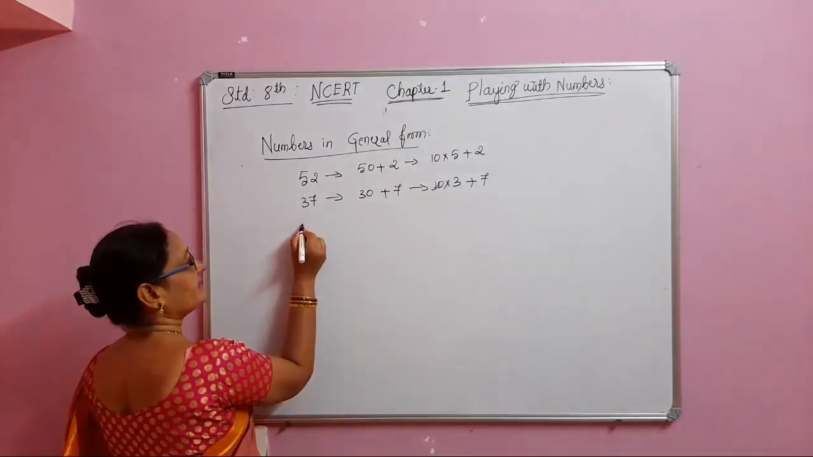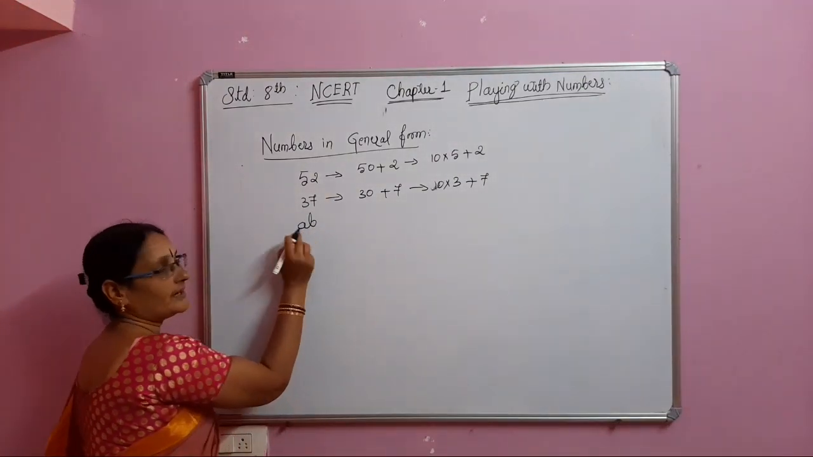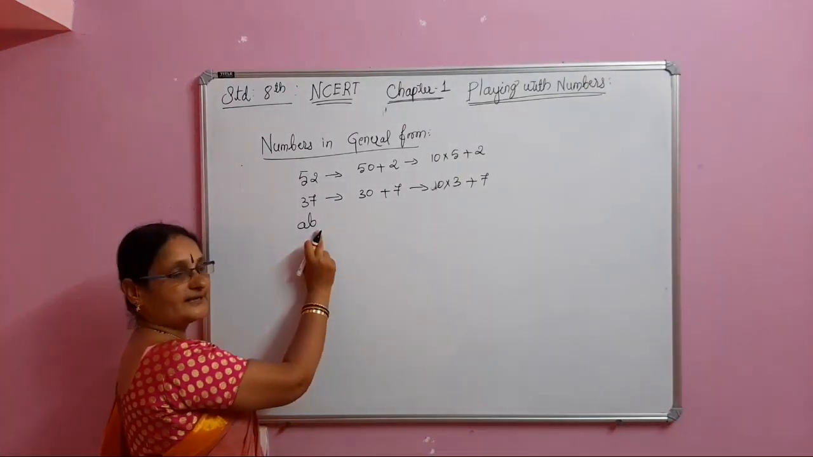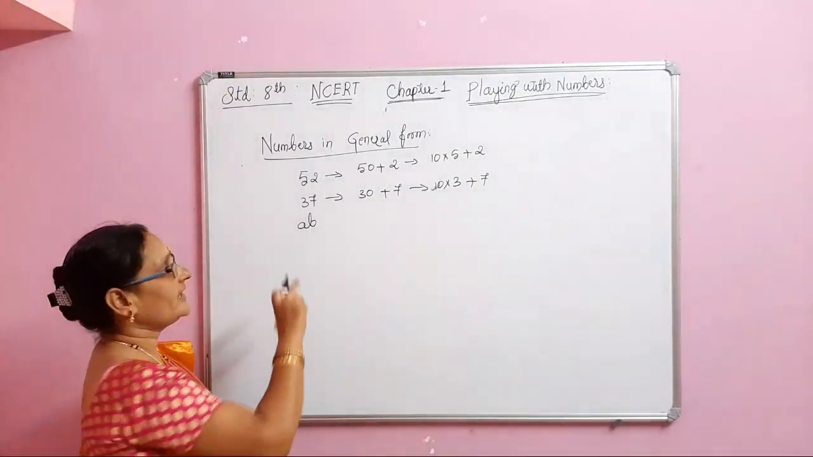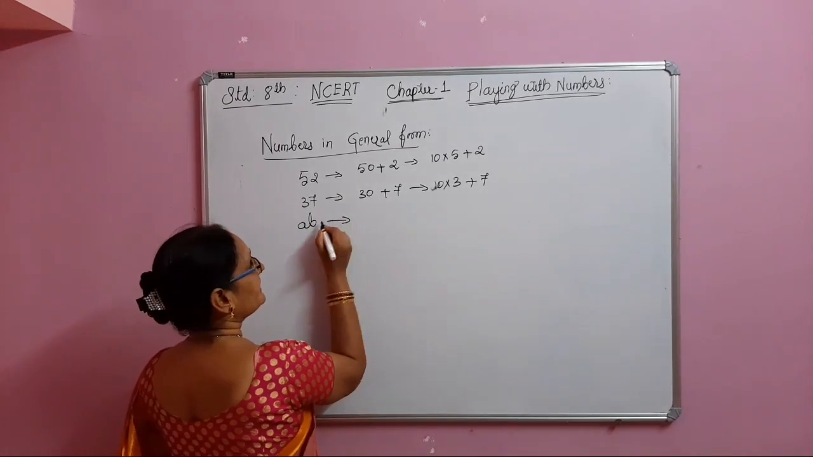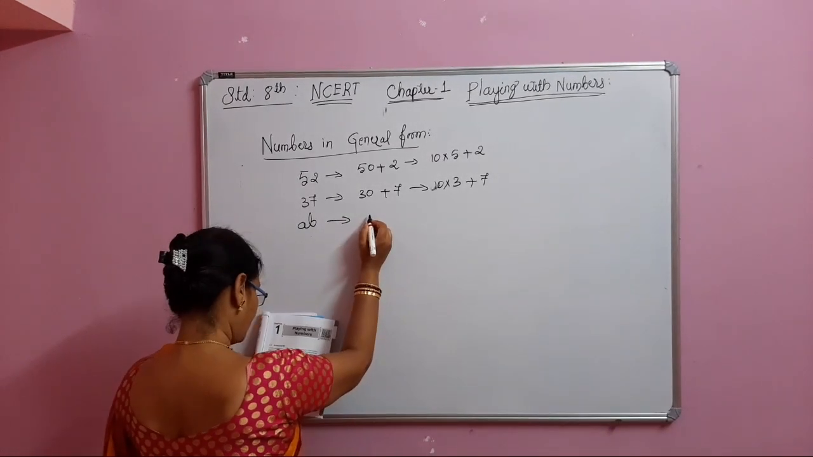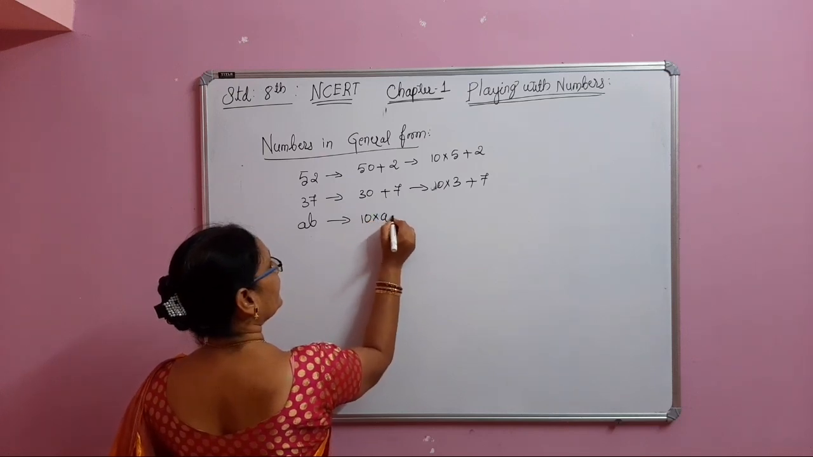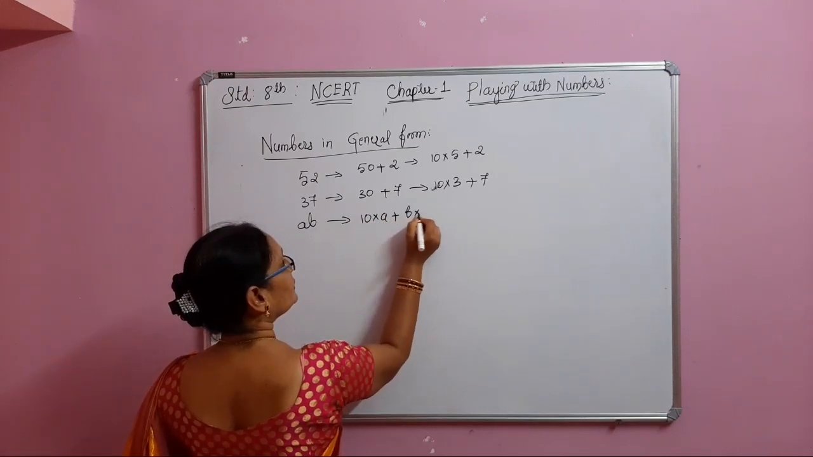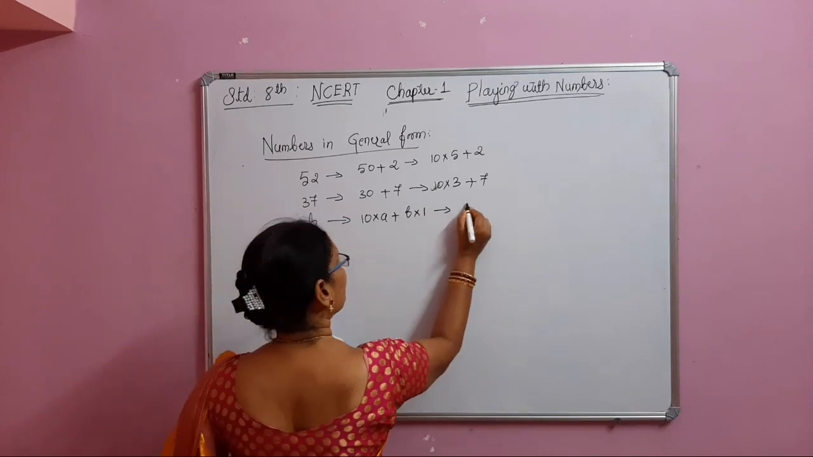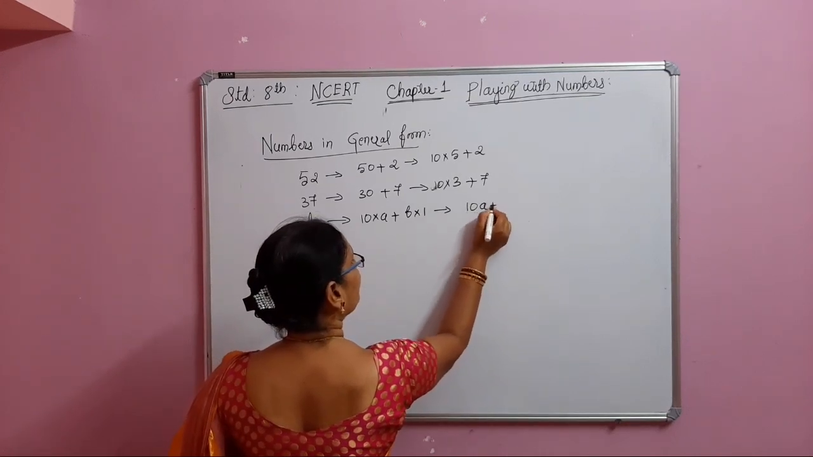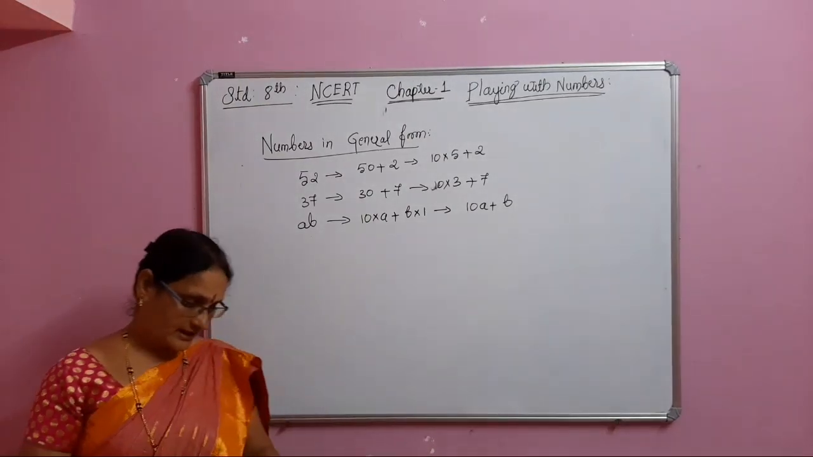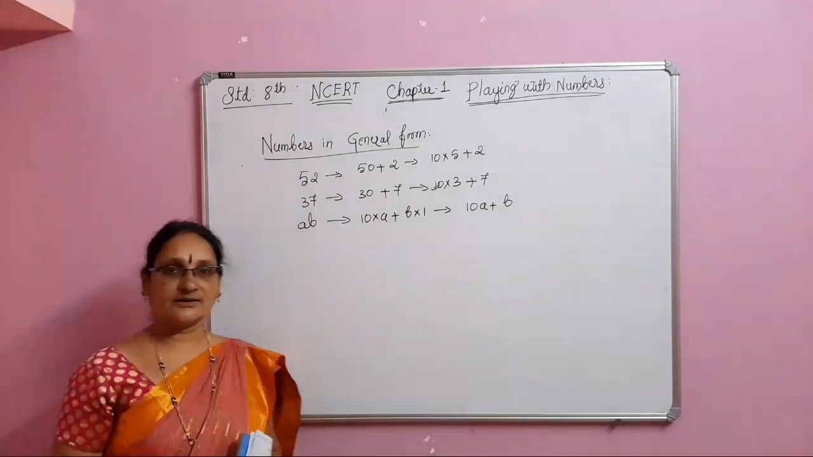In general, see here, in general means AB. AB means it is a 2-digit number. B is in the units place, A is in the tens place. Then how can we write it? AB can be written as 10 into A plus B into 1. This can be written as 10A plus B. This is in general form. 10A plus B is the general form.